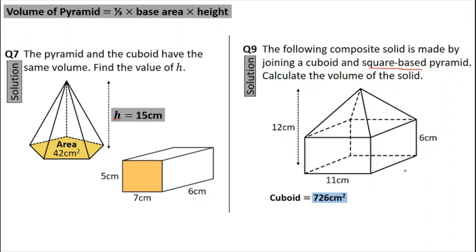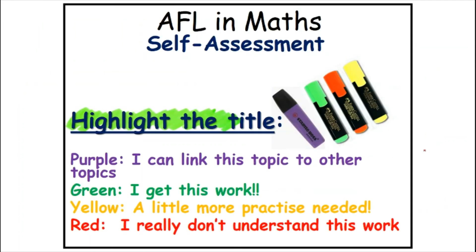The second one, the cuboid, is 726. The clue here that you might have missed is that that length there is 11. Because the pyramid is square-based, so is this cuboid. Okay, so the cuboid is 11 by 11 by 6. And then your pyramid is, from there to there, is 6 tall because the whole thing is 12, and this part of the cuboid is 6. Total for the pyramid is 242. Add them together, 968.